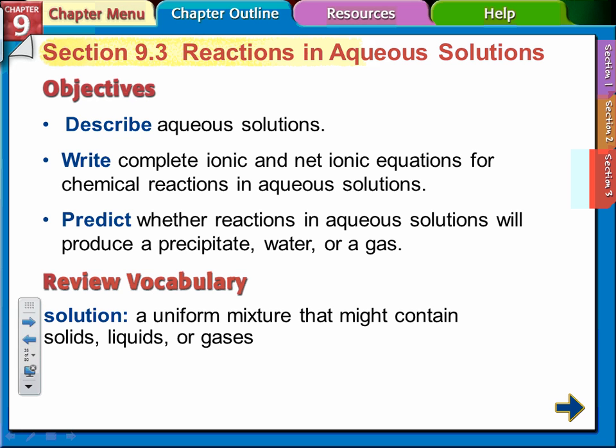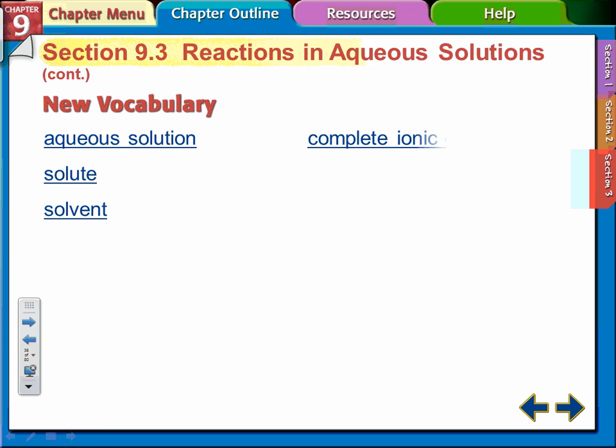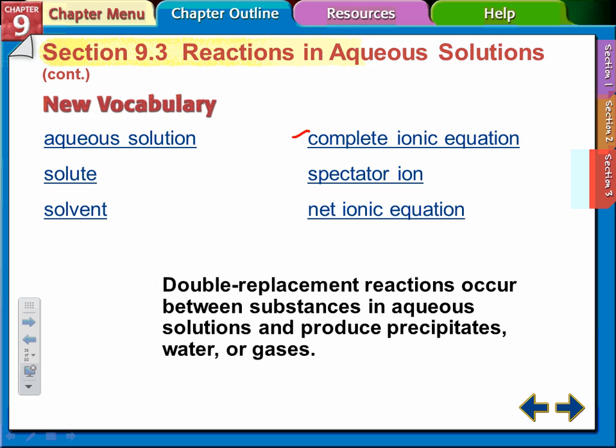Okay, so an aqueous solution is a uniform substance that might contain things that are dissolved in it. Could be solids, liquids, or gases. I'm going to go over the vocabulary here: what an aqueous solution is, the solute, the solvent, complete ionic equations, net ionic equations. Double replacement reactions always occur in these aqueous solutions, if they occur at all, and they produce one or more of three things: water, precipitates, or gases. And that, of course, is the main idea here.